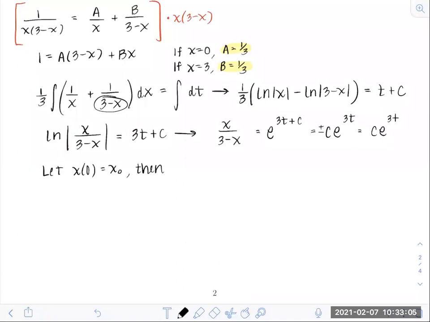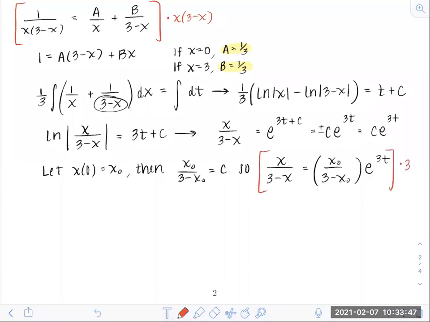So if I do that, then what I have is x naught over 3 minus x naught equals C e to the 0, which is 1. So I have now solved for C. And so my new equation, my implicit solution, is x over 3 minus x equals x naught over 3 minus x naught times e to the 3t. Let's clean that up a bit. All right, so what I want to do from here is just solve explicitly for x. And it's kind of ugly, but you just have to get through it.